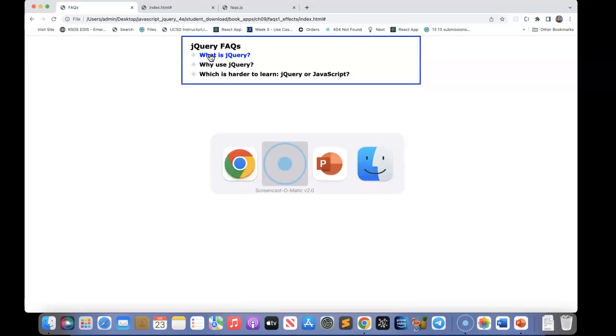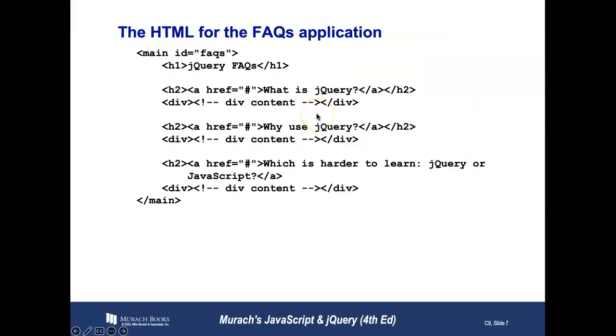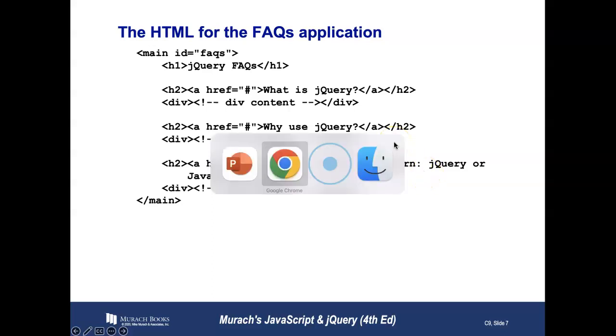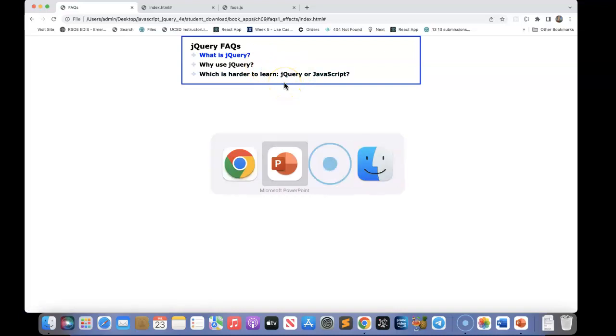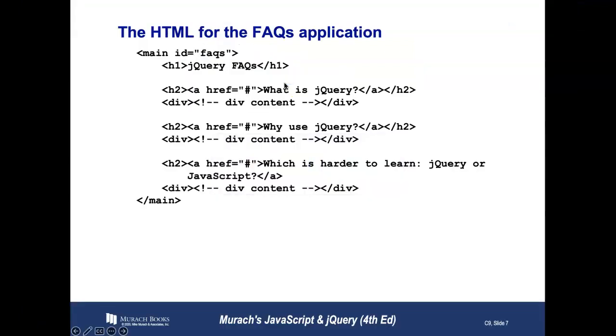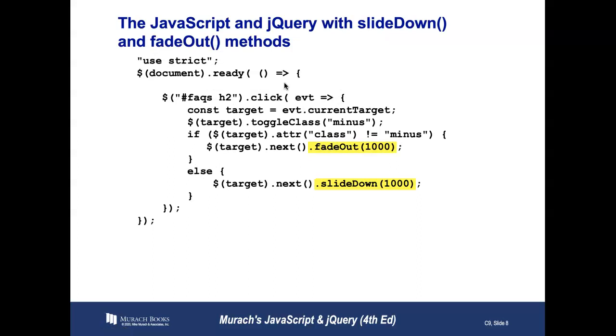So let's get back to the PowerPoint, and here's our HTML. So as you can see, we have 3 different H2s. What is jQuery, along with the div content, why use jQuery, we just started to learn jQuery or JavaScript. That is nothing more than this. And then we have our content inside. So pretty easy for the HTML. Now this is our slide down and fade out methods.